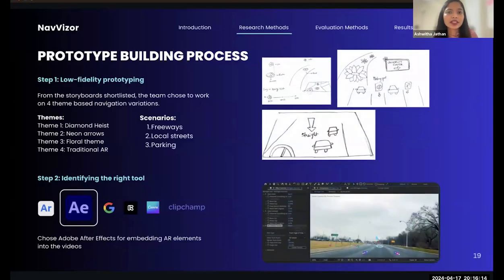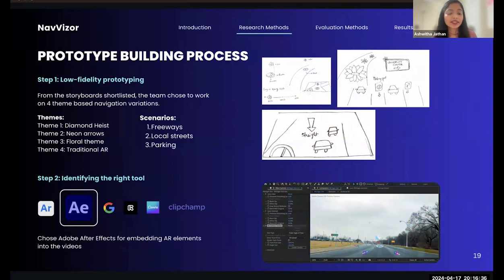That was a storyboard. Let's now look into our process of building the prototypes. The first step was to convert our storyboards into feasible pen and paper low fidelity prototypes. The plan was to record videos while driving in the Dearborn and Detroit region and then augment our AR elements onto those videos. We considered 3 scenarios here: freeways, local streets, and parking.